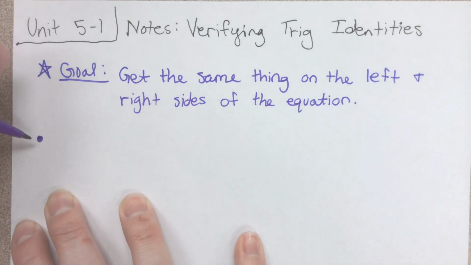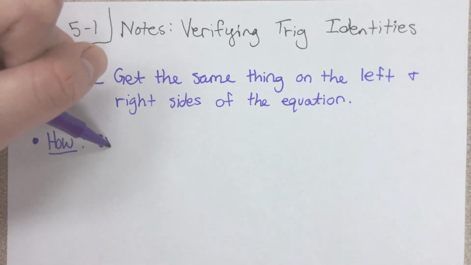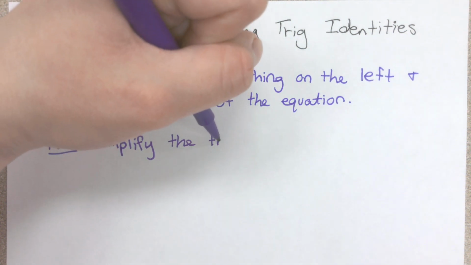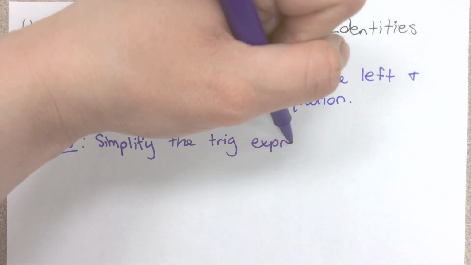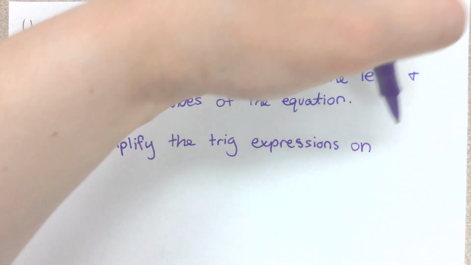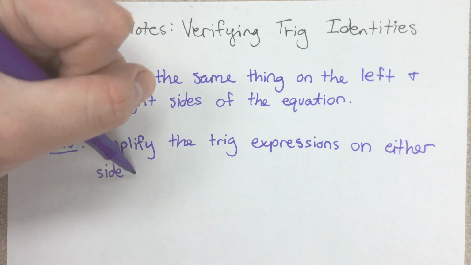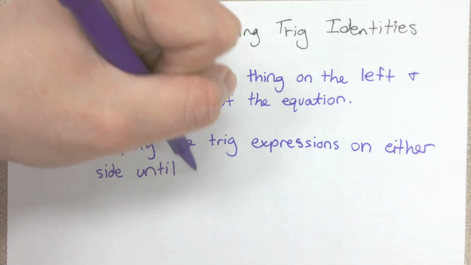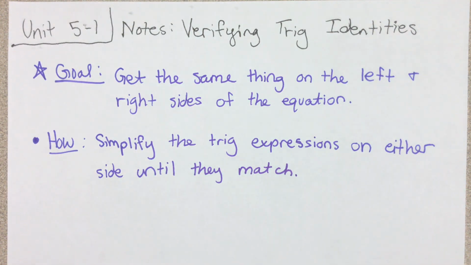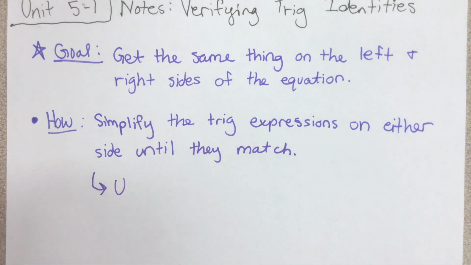How we're going to do this? Simplify the trig expressions on either side until they match. More specifically, how you use the steps on the slider.